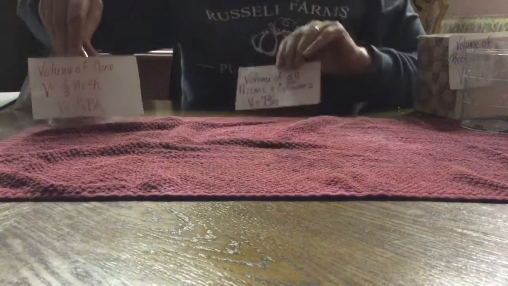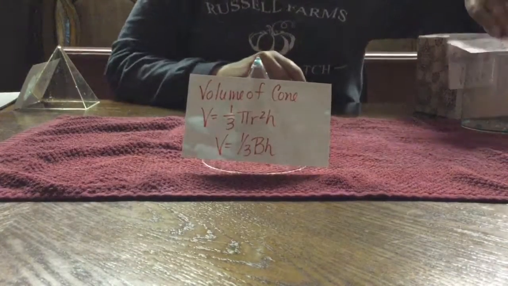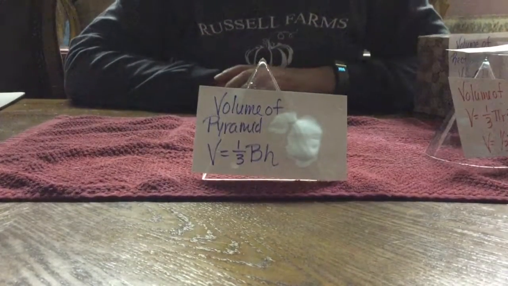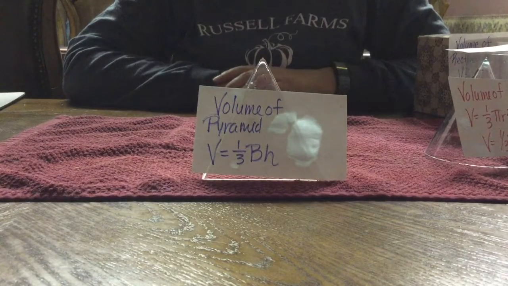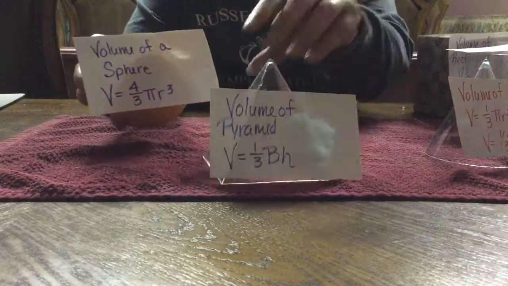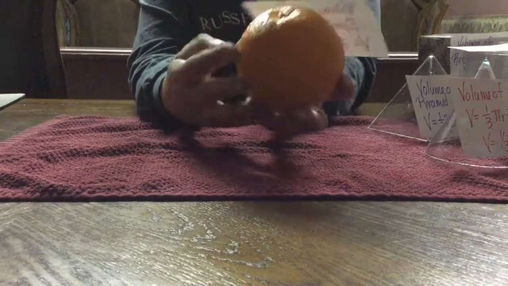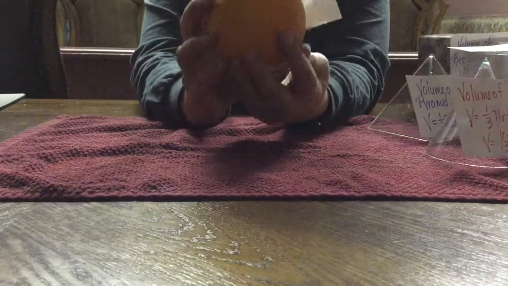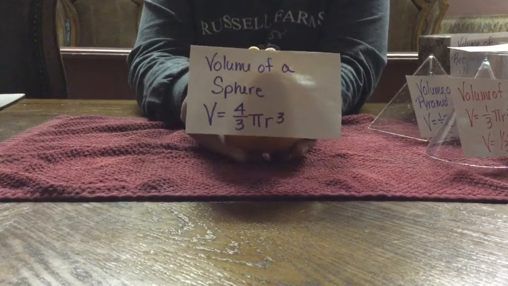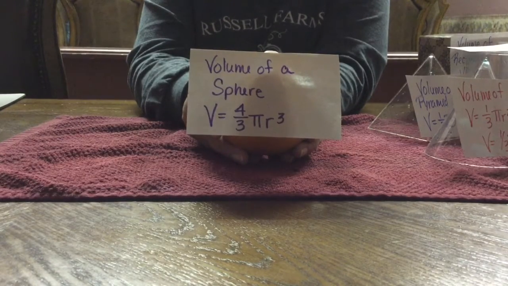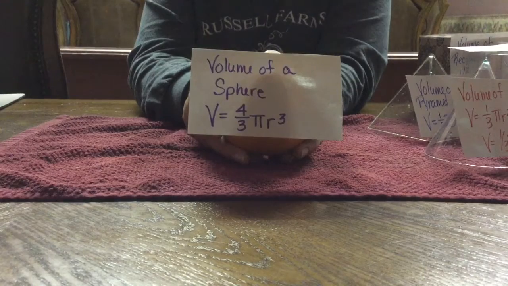We also have the volume of a cone. Remember the formula for the volume of a cone, 1/3 pi r squared times h. The volume of a pyramid, 1/3 times the area of the base times the height of the pyramid. And lastly is a sphere. A sphere is just a three-dimensional circular shape like a basketball, or in this case an orange. The volume of a sphere is 4/3 pi r cubed. Make sure you have these formulas written down in your notes.